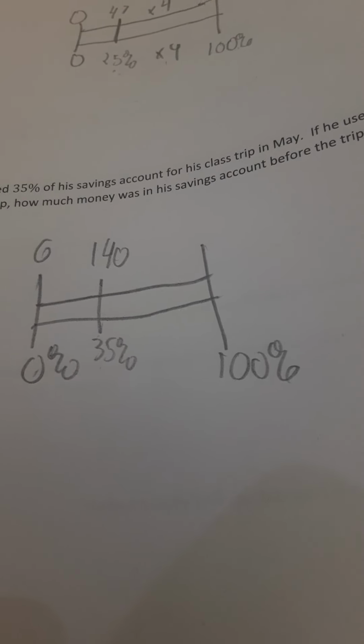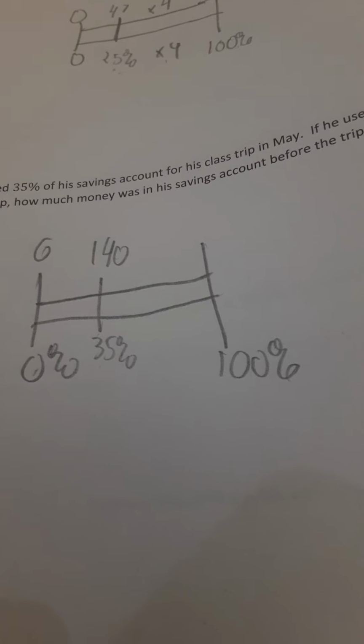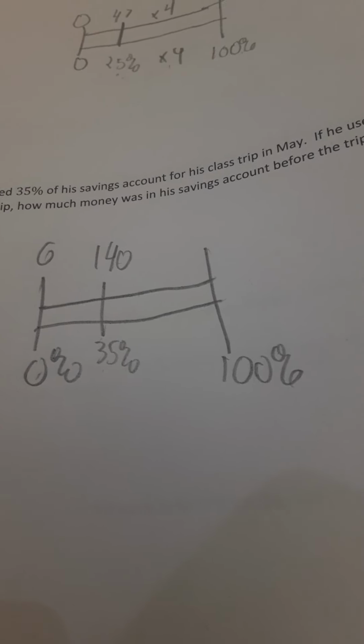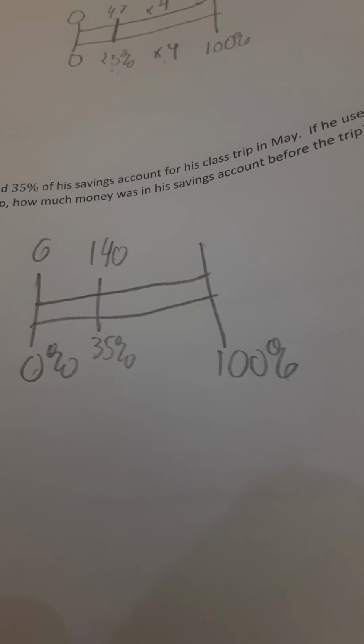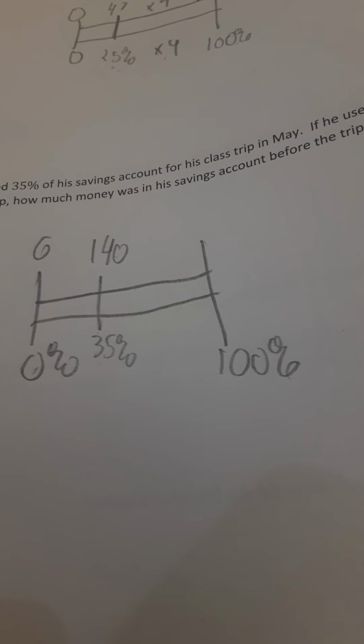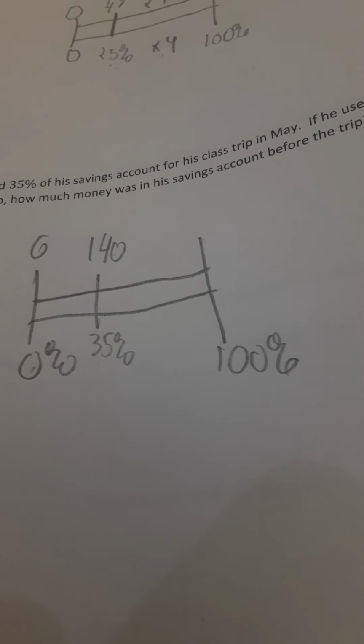But what factors do 35 and 100 have in common? Gavin, calm down. Calm down. I know you want to answer it real bad.